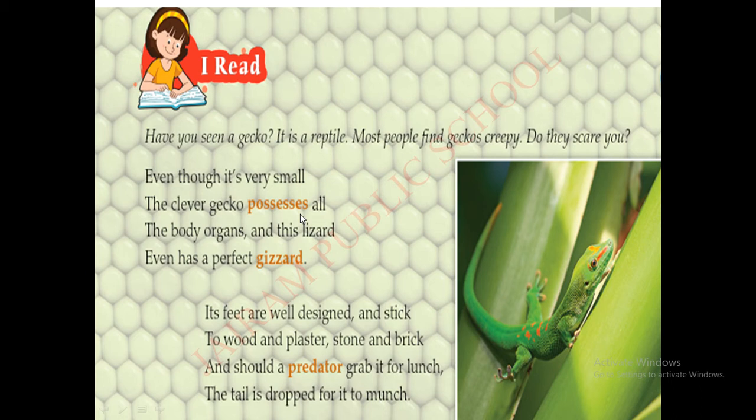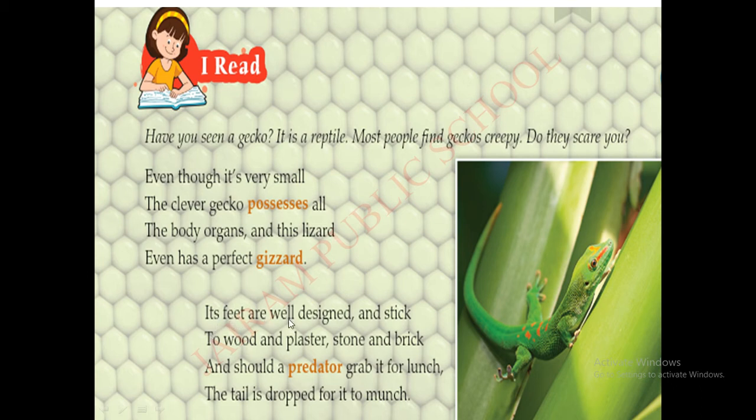What is the meaning of the word possesses? Do you know? To have a particular quality or an ability. Repeat all of you. Even though it's very small, the clever gecko possesses all. The body organs and this lizard even has a perfect gizzard. What is the meaning of the word gizzard? Which means part of a bird's stomach that breaks down food into smaller pieces. Here we can see the rhyming words, which is small, all. Lizard, gizzard.